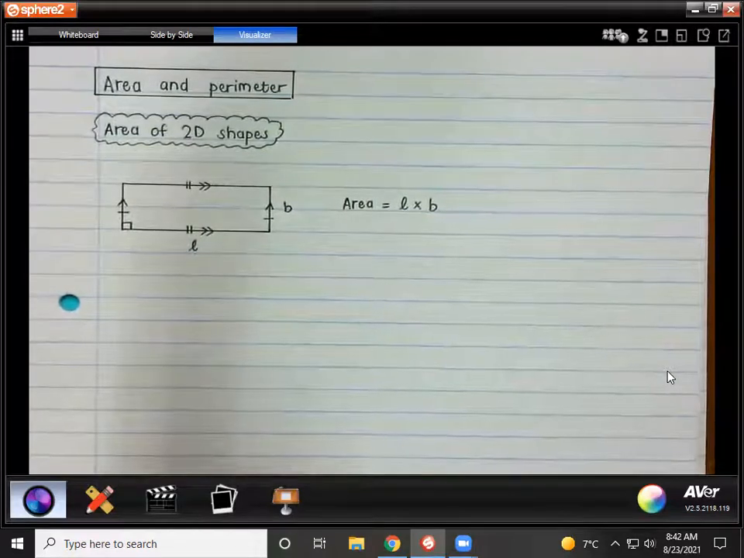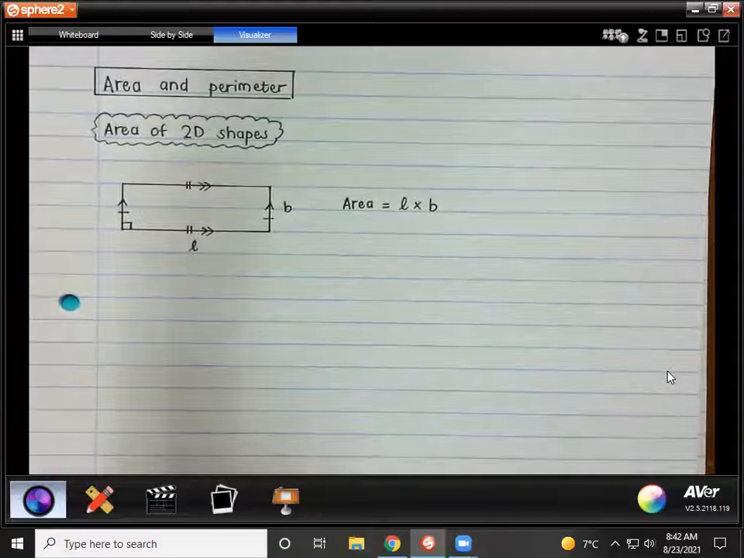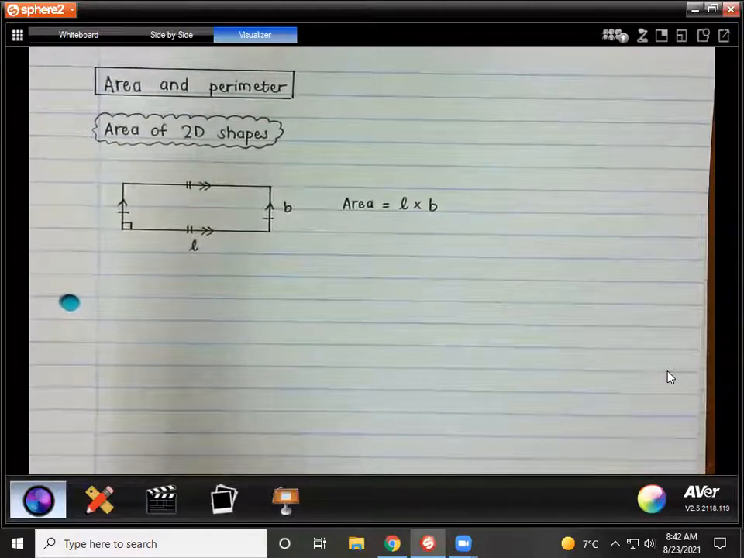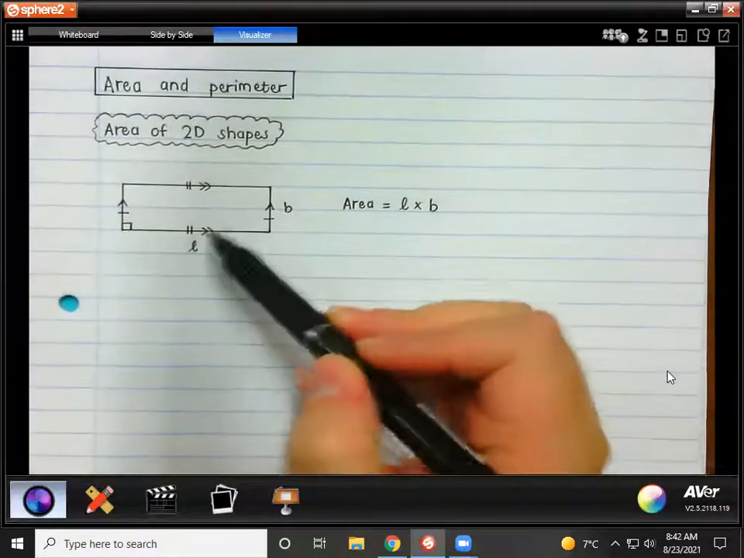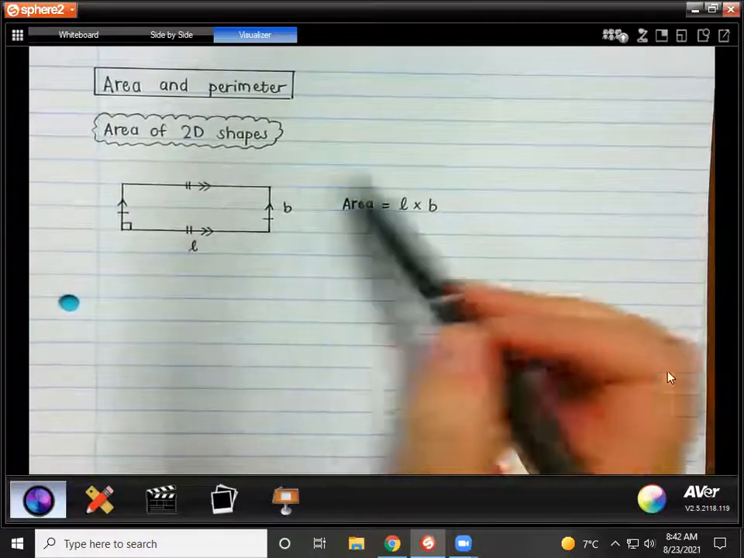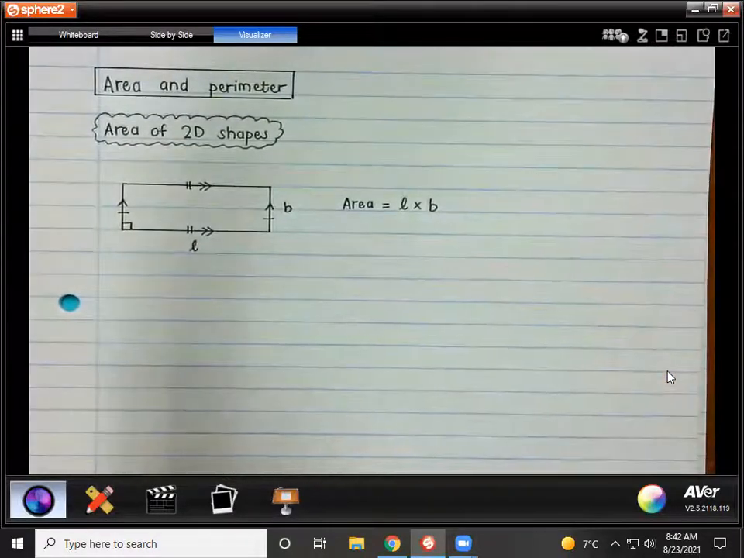But guys, does the order in which you multiply numbers together actually matter? If I have 2 times 3, what's that answer? 2 times 3 is 6. And what about 3 times 2? Also 6. All right. So that's why I'm saying it doesn't actually matter which one is called the length and which one is called the breadth. You're going to take one side multiplied by the other one, the one that's not parallel to it. Okay. So that is the area.